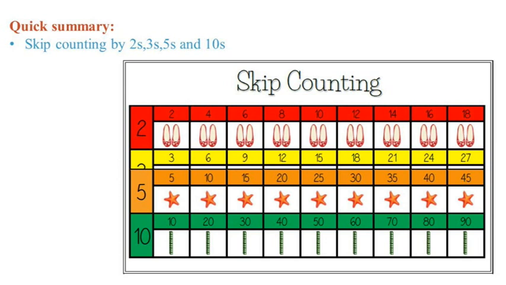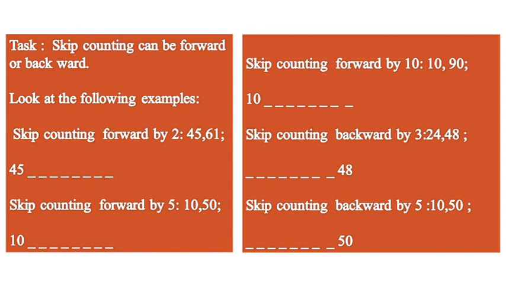Here is a chart of skip counting by different numbers like 2s, 3s, 5s and 10s. Now I have a task for you, children. Skip counting can be forward or backward, so look at the following examples. Skip counting forward by 2, from 45 to 61. The present number is 45. You have to add 2. The next number is 47, like that.